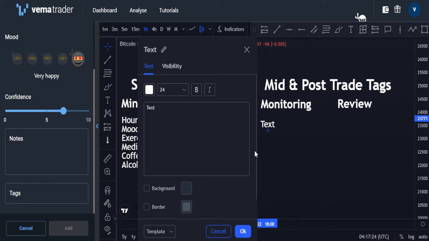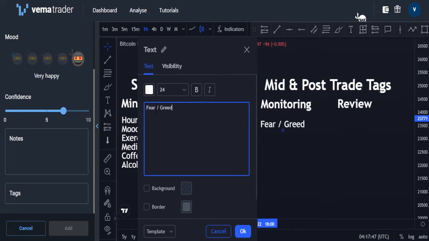But the next thing that I like to tag is mid and post-trade tags. These are things that I will tag, let's say, monitoring, so before the trade is entered, or after the trade is entered but before it's exited. And then review would be after the trade has exited, or if it never entered in the first place, that is also worth reviewing, right? So mid-trade tags, the first one that comes to mind for me is fear or greed.